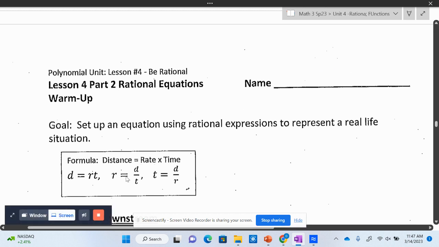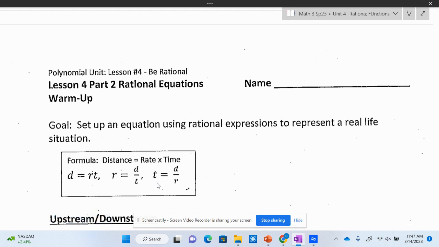Now, what if I know that my distance is 90 and I drove for 2 hours? Could that tell me what my rate is? Yes. What if my distance is 90 and I was driving at a rate of 45? 90 divided by 45 tells me that I traveled for 2 hours. So all this formula box is showing you is that D equals R times T can be written to solve for the rate or for the time. That's all that box is telling you. Okay, does everybody get that?